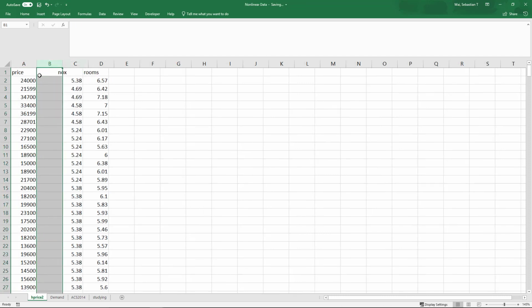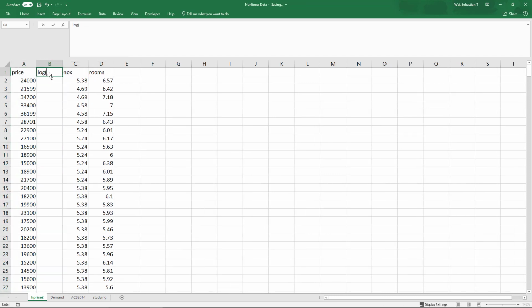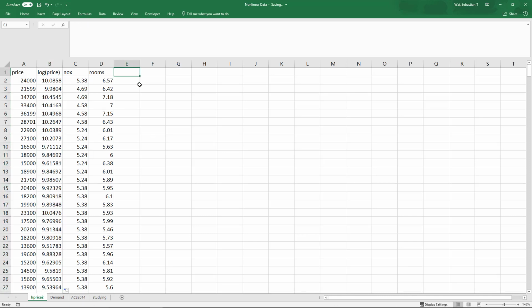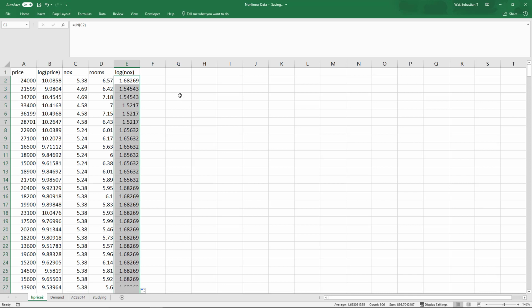I'm going to add a new column in for our log of price. To calculate this, I'm going to use a formula equals ln of this cell right here. Remember that in Excel, ln is the log function. Now I'm going to fill this formula all the way down. We're also going to need the log of NOx. I'm going to calculate the same way, ln, and then click on this cell right here. Fill that all the way down.